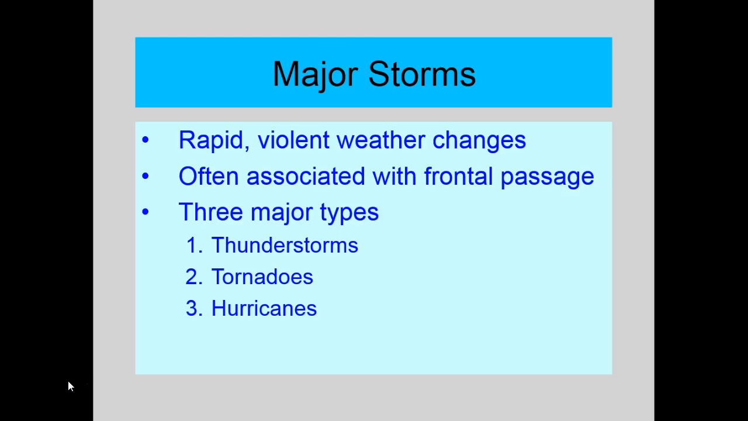Now we're moving into major storms. Hopefully not today, though. Major storms are rapid, violent weather changes, okay? Often associated with those frontal passages. Remember what the fronts were? Where two air masses have collided, okay? So these are the major storms. We're going to look at three major types, from powerful to more powerful to most powerful, okay?